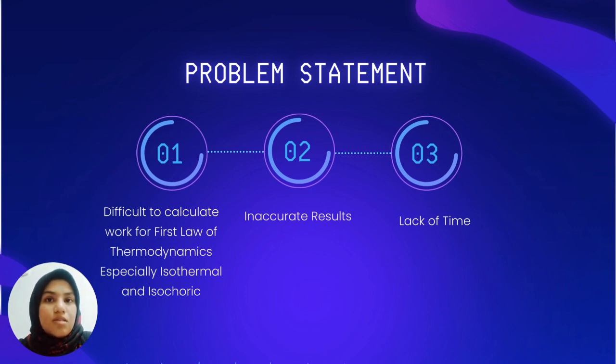The first problem statement is that it is difficult to calculate work for the first law of thermodynamics, especially isothermal and isochoric. Many students face difficulty calculating the work of the first law of thermodynamics because they do not have a strong concept and understanding at the beginning of learning this topic. It makes the calculation result wrong or incorrect. When there are many unit conversions before inserting the value of volume and pressure in the work equation, it can make many students make mistakes in the calculation during this time.